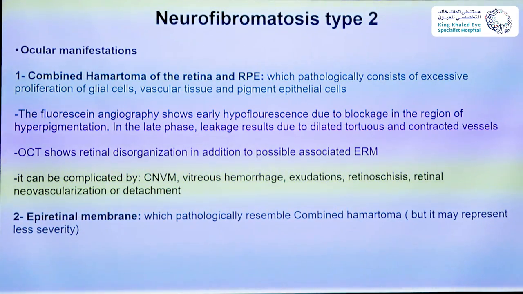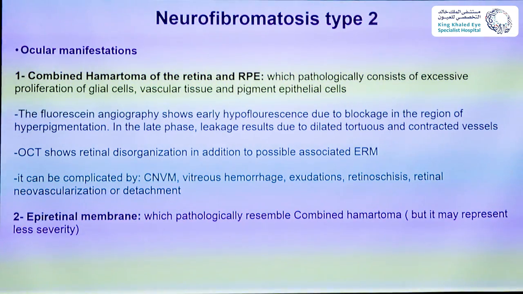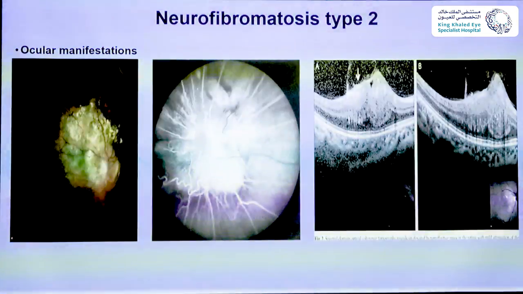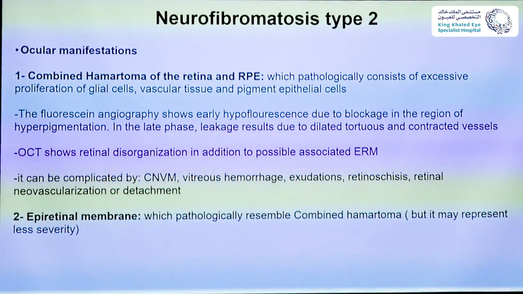In the late phase, because of the changes in the overlying vessels, sometimes you can have leakage and late hyperfluorescence. OCT can show retinal disorganization, in addition to a possible associated retinal membrane. Any fibrotic lesions that involve the retina can have secondary complications. Although it's rare, it can happen because of the fibrous proliferation or because of the vascular changes overlying the hamartoma. So you can have CMBM, vitreous hemorrhage, exudation, retinoschisis, and detachment.